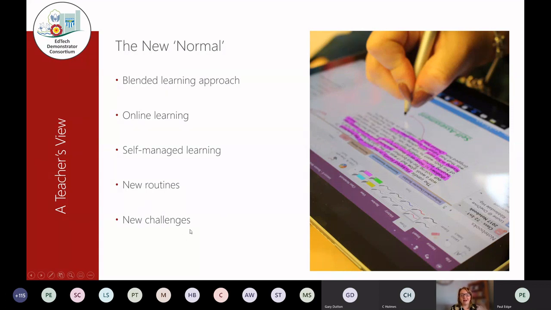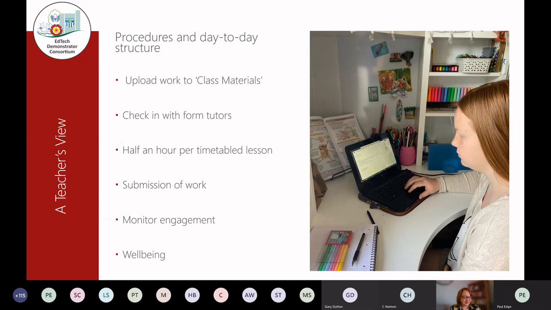So it's really important that we've adapted and been quite flexible in terms of new routines, and it's about allowing the pupils to become responsible with that. We've also faced new challenges: the pupils themselves, in terms of getting used to technology in a much more prominent way, and also staff, in terms of monitoring engagement and behaviour of pupils. So we have faced new challenges. We've put methods and plans in place to support each other and overcome those challenges as well.